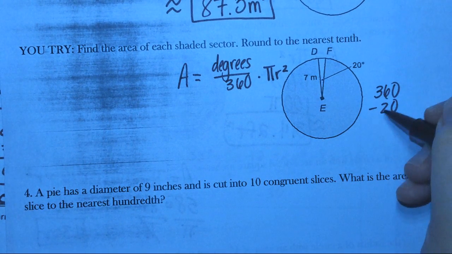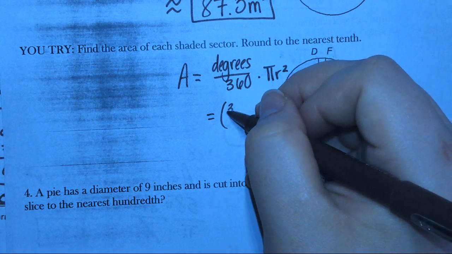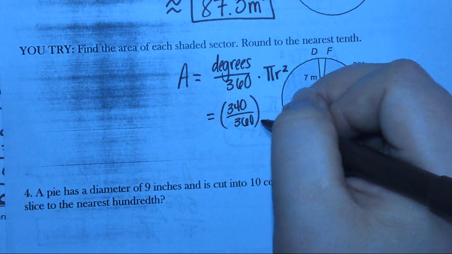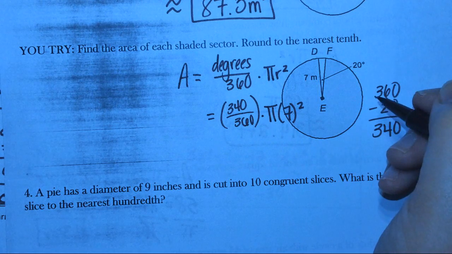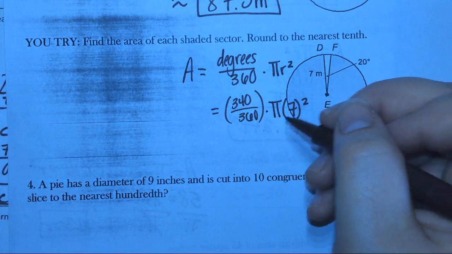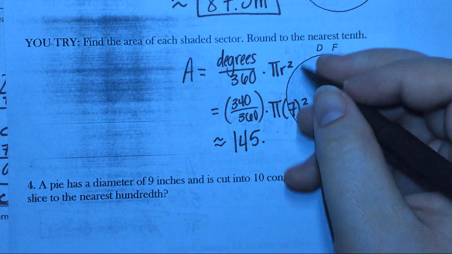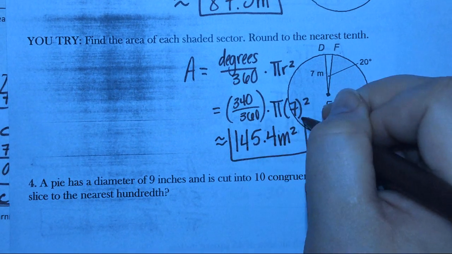Wait, what's the circle? 360. It's 360 minus 20. What are you getting for what you do? I got 145.4. The 7 stays the same.